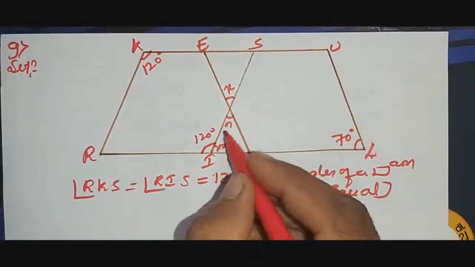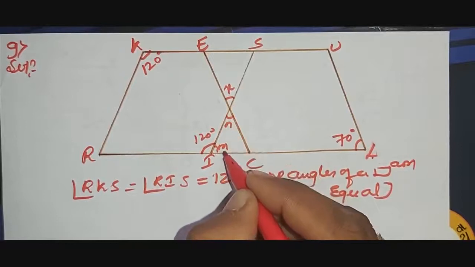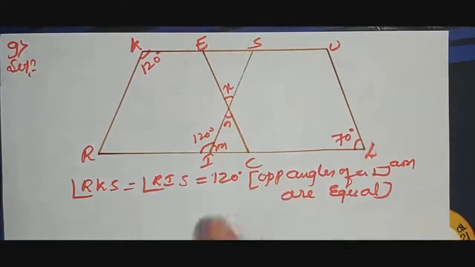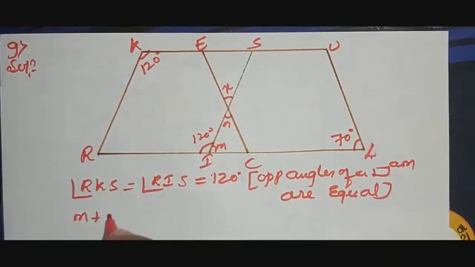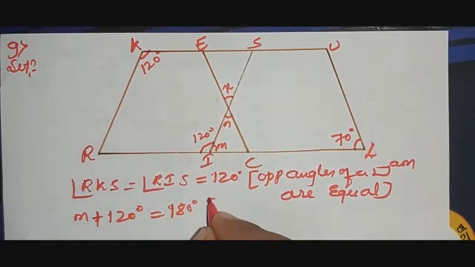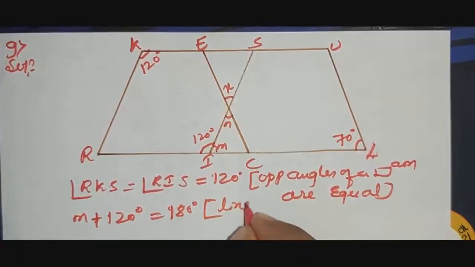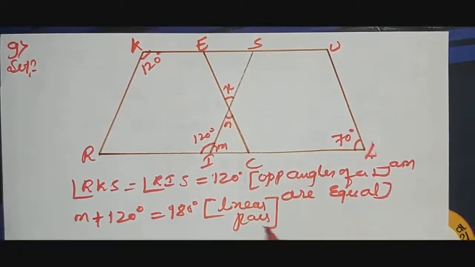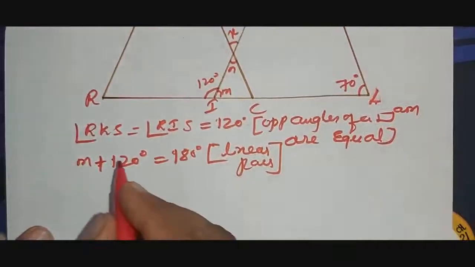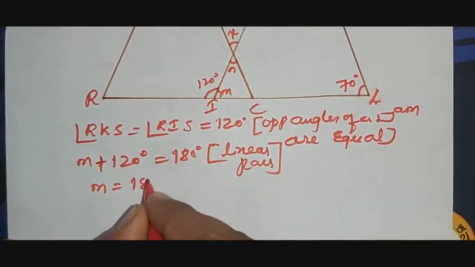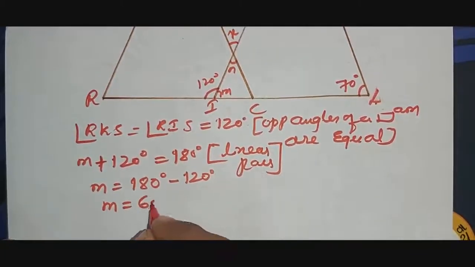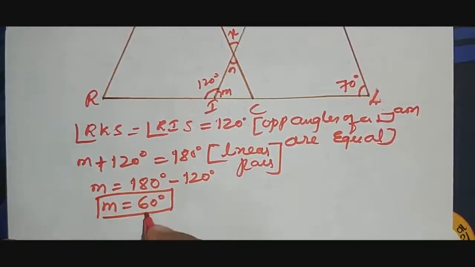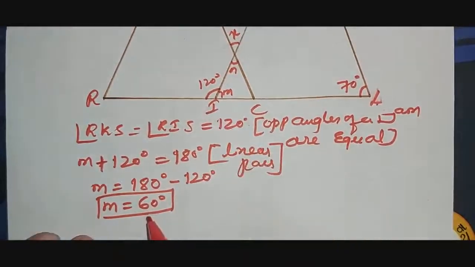Now let us see. We also have a triangle with angles N and M. Now M plus 120 is equal to 180 degrees because of linear pair. So M is equal to 180 minus 120. Therefore, M is equal to 60 degrees.